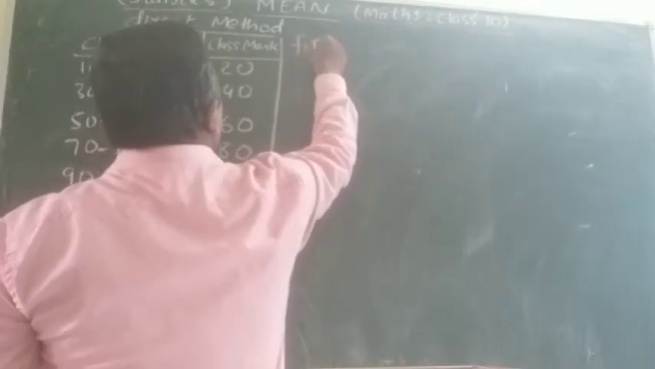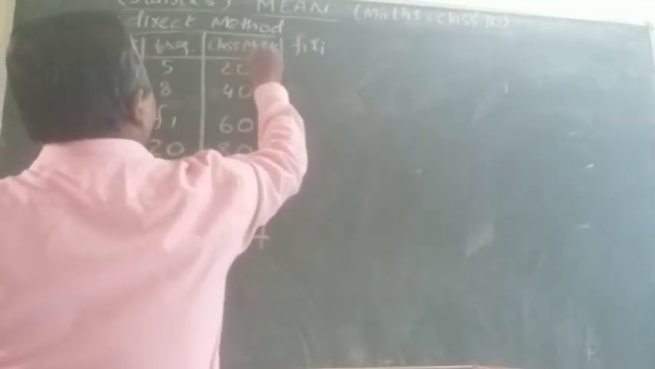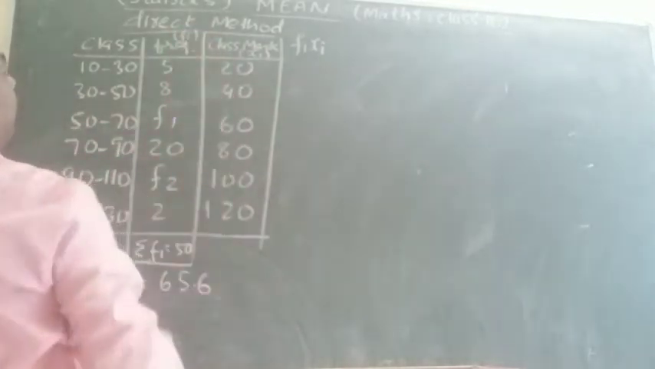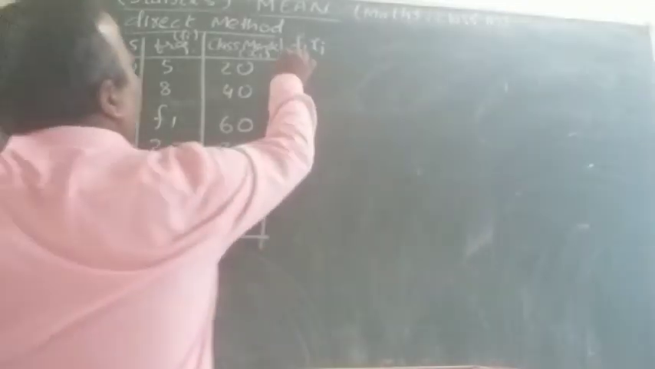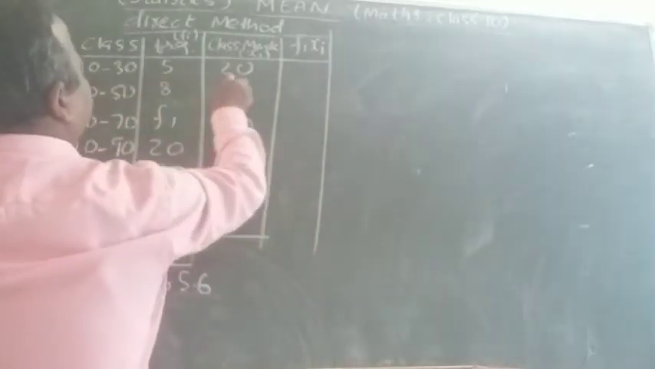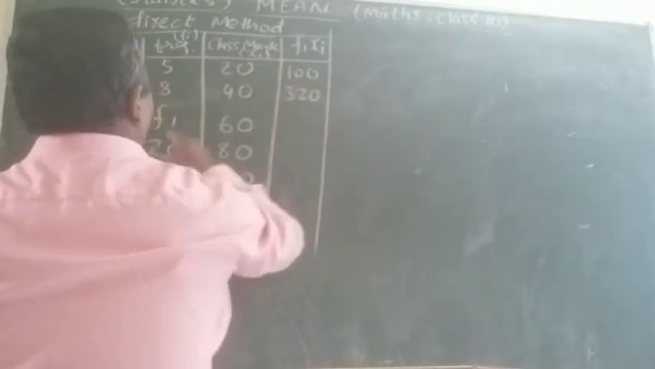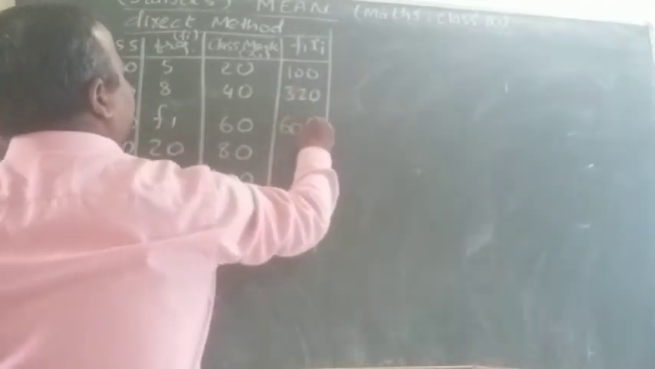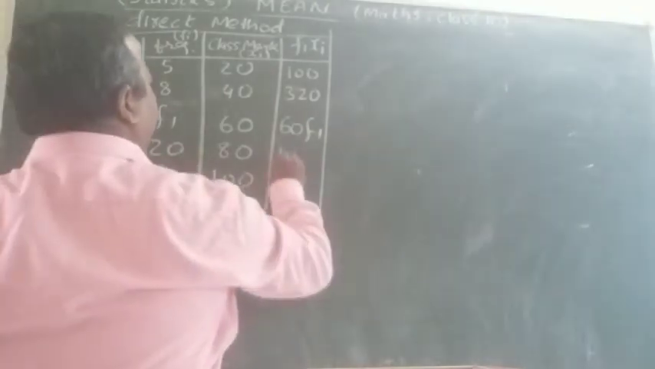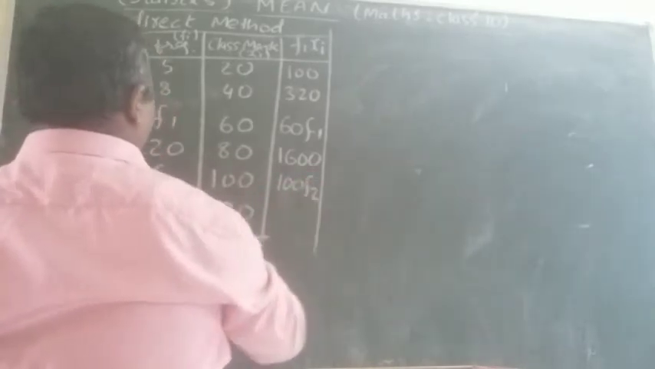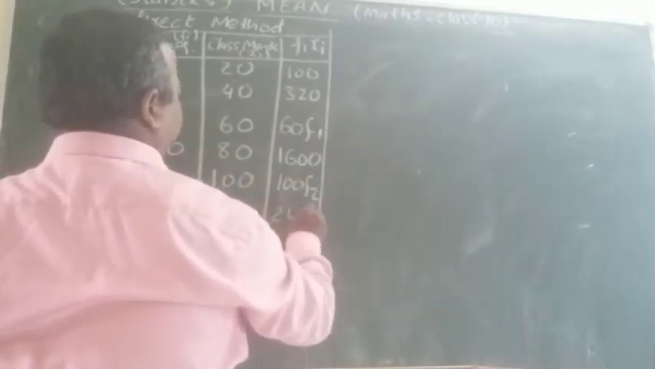Now we have to take the Fi Xi. It is Xi, my dear, already discussed. It is Fi, my dear, already discussed. And it is the product of both. So look at this. Fi Xi: 5 into 20, 100. 8 into 40, 320. F1 into 60, 60 F1. 20 into 80, 1600. F2 into 100, 100 F2. 2 into 120, 240.